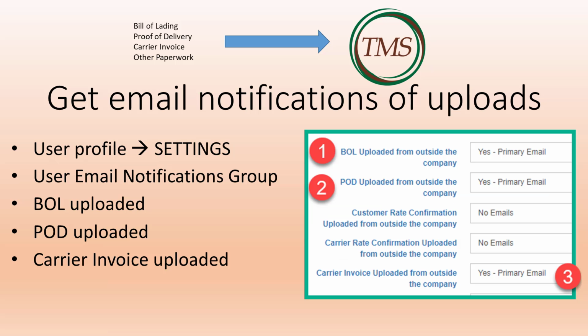Second, you may want to get notified whenever paperwork is uploaded into the system. To do this, go to your user profile, then go to Settings, go to the User Email Notifications group, and look for the bill of lading, POD, or carrier invoice uploaded from outside the system, and set that to get an email to your primary email address.